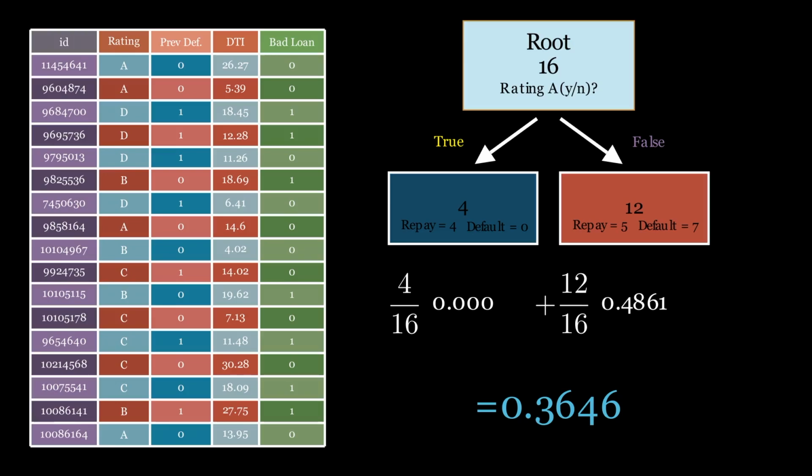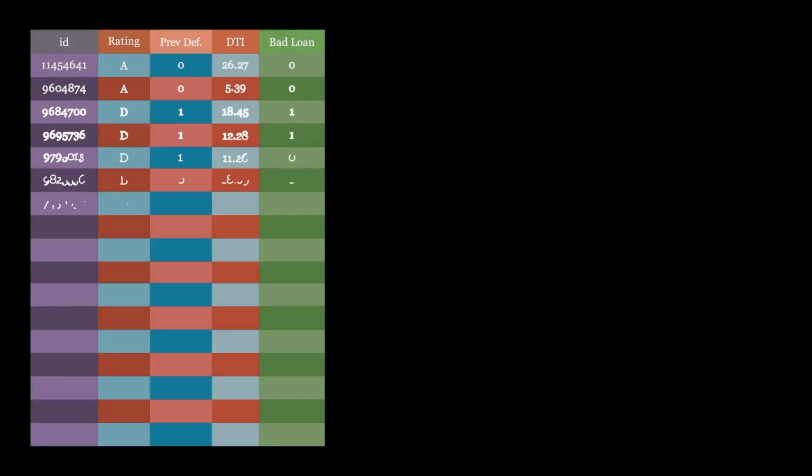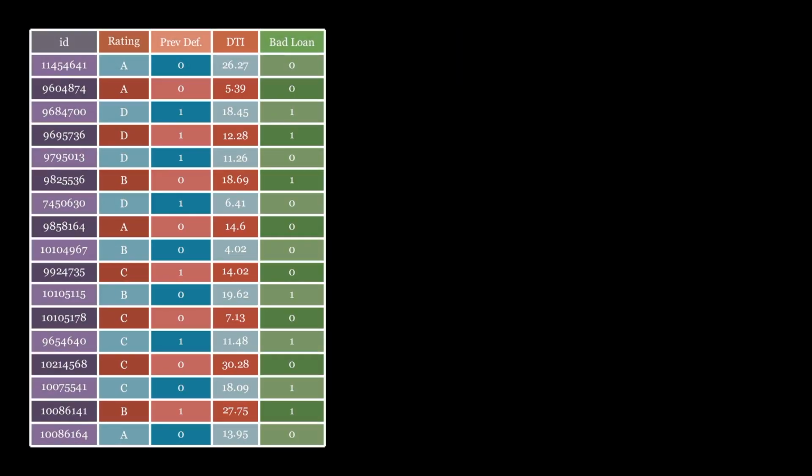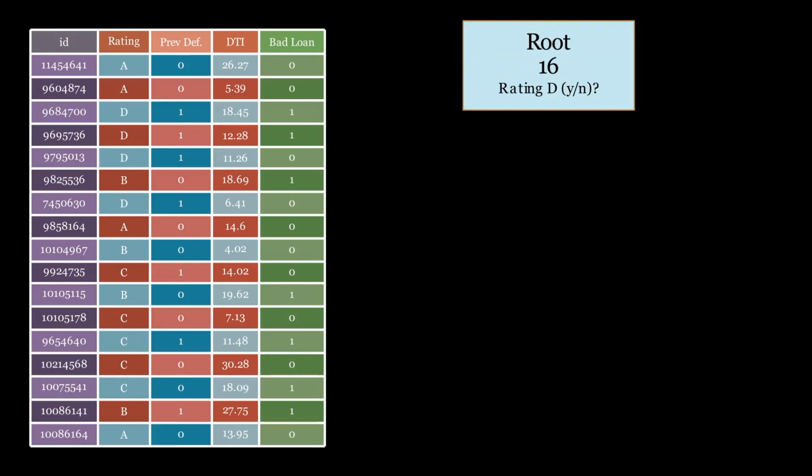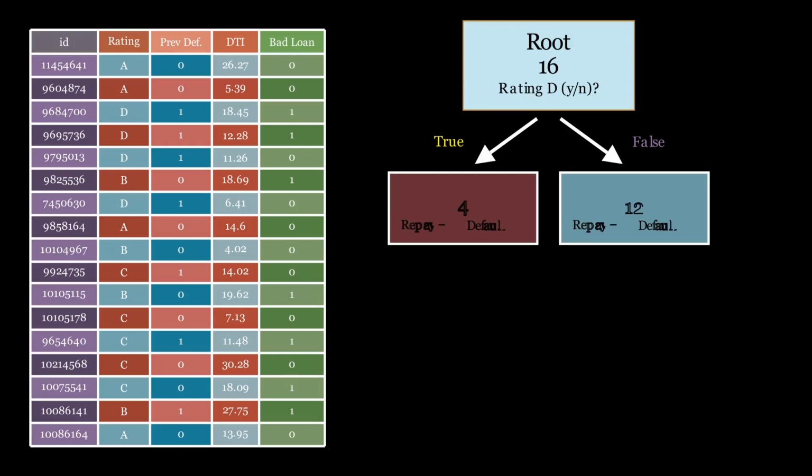Rating is a categorical variable and there are many other questions we must pose. Let's this time make our split based on the lowest credit rating and look at all our Ds. Of our 4 Ds, all are in the defaulter category, with the remaining A's, B's and C's, 9 repay and only 3 default.